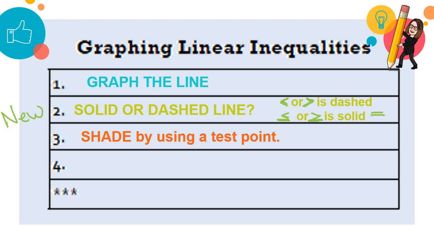The third thing that's going to take the most work is we're going to shade using a test point, okay? So this means we're either going to color in above the line or below the line, or to the left or right, depending on your line.